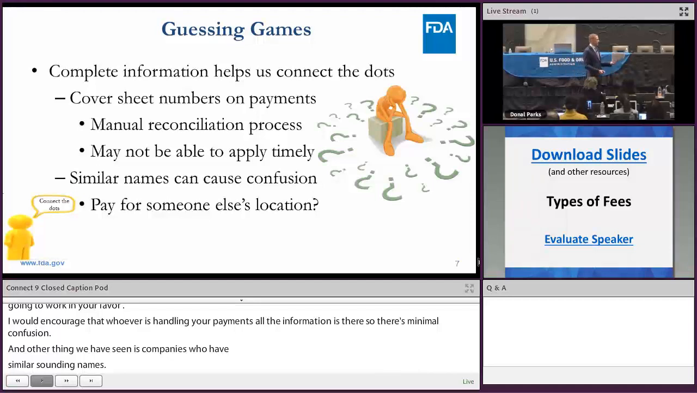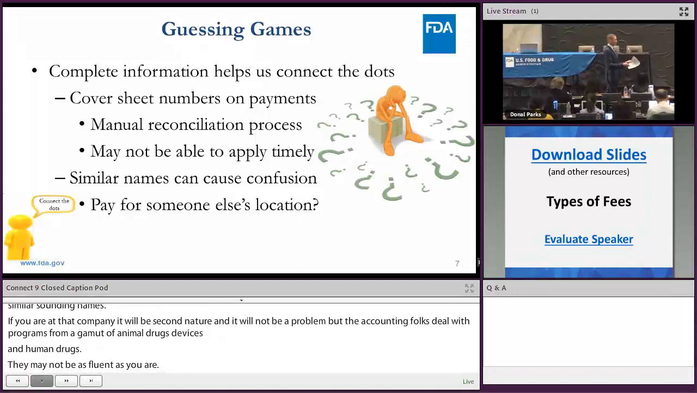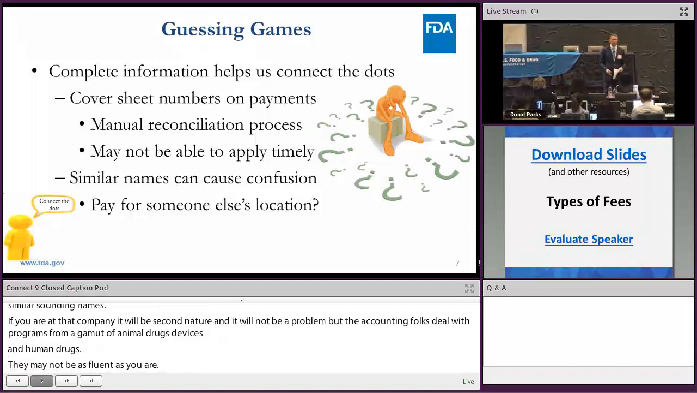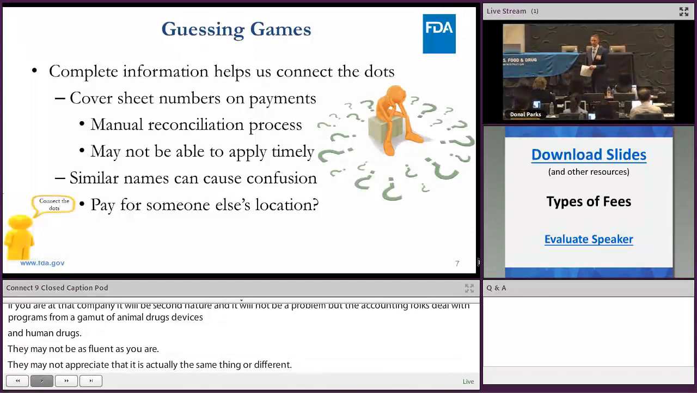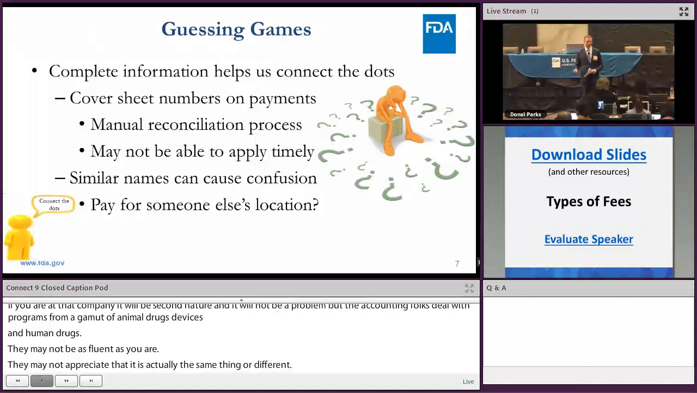And so if they're in a situation where they're trying to apply a check or a wire transfer or something, and the connection is not clear and they have to connect those dots on their own, you may get some really funky matches, and they may not be in your favor. Or they may be in somebody else's favor, and you may wind up paying for someone else's location fees or facility fee, which is very generous of you, but I wouldn't recommend it.